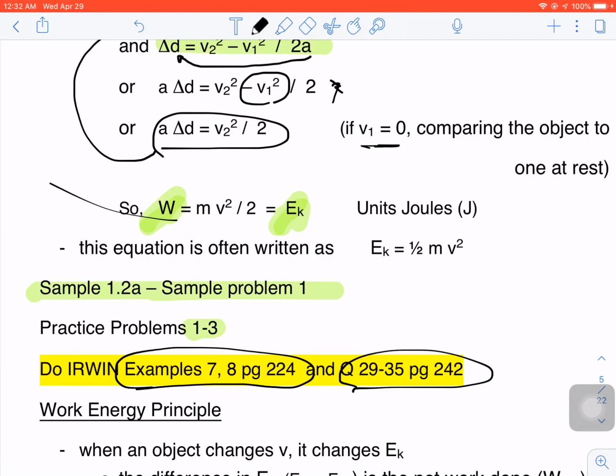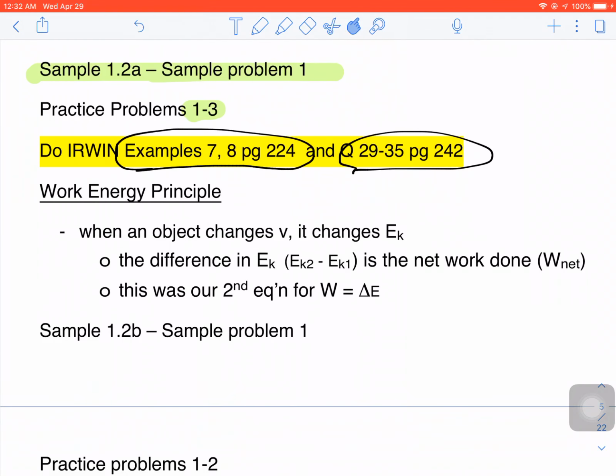Okay, I'm not quite done yet. I'm almost done. The last thing I want to talk about is something called the work energy principle. It basically says if an object changes its speed, then it changes its kinetic energy. Because kinetic energy is 1/2 mv squared, so if v changes, EK changes. When I look at the difference in the kinetic energy of an object, delta EK, it will be equal to the amount of work that was done to the object.